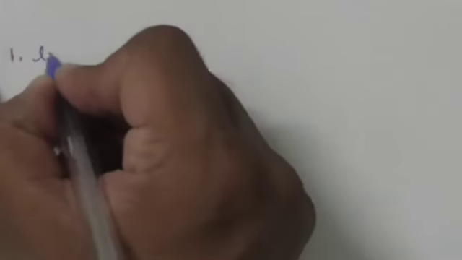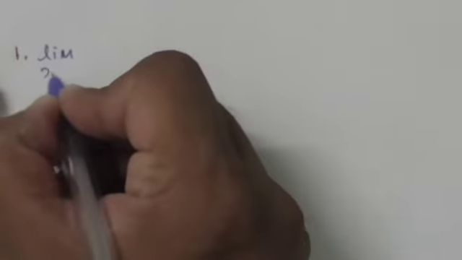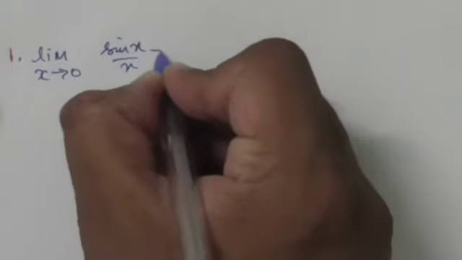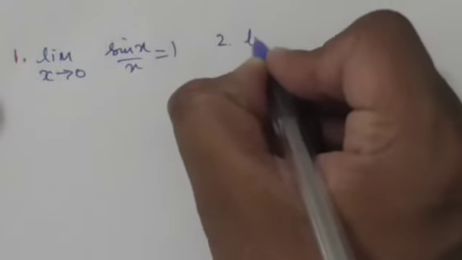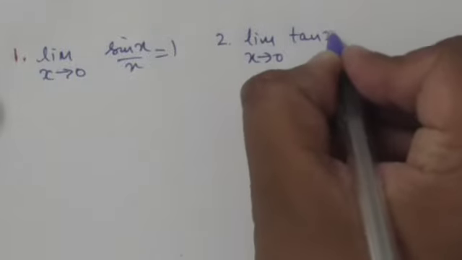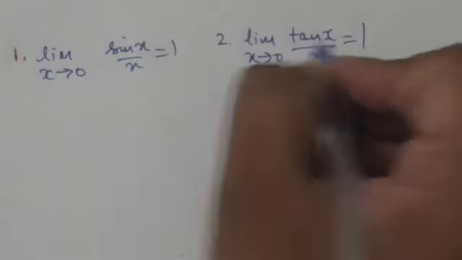Hello friends, welcome back. In this tutorial we will learn how we can evaluate trigonometric limits. So first of all I will discuss some common theorems which will be helpful to solve the problems. First one is this one: limit x tends to 0 sin x upon x is equal to 1. Second one is limit x tends to 0 tan x upon x is equal to 1.